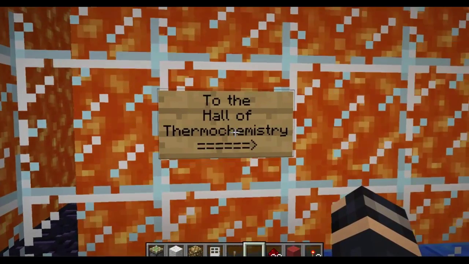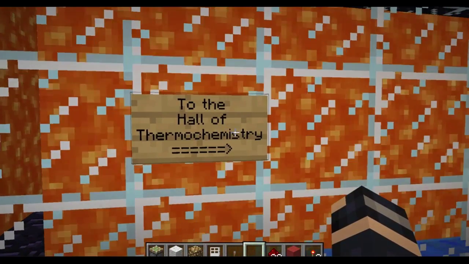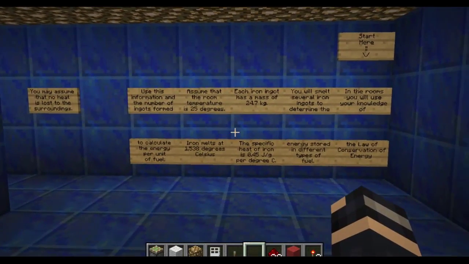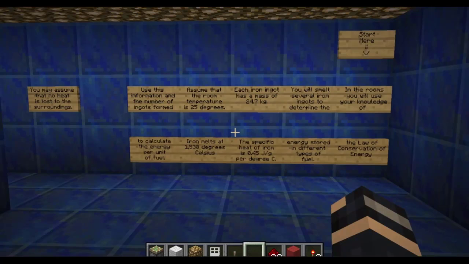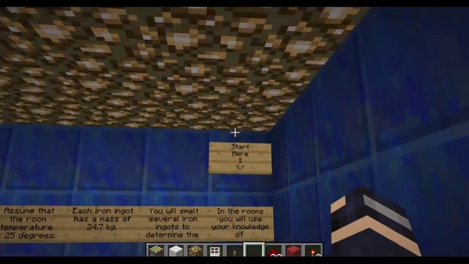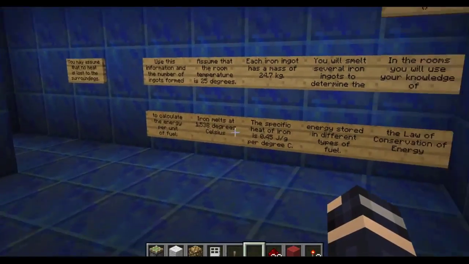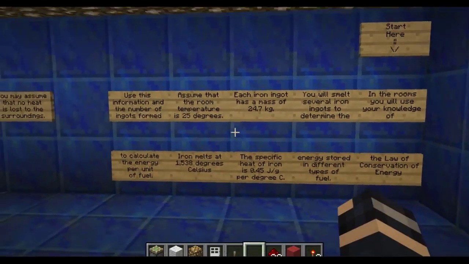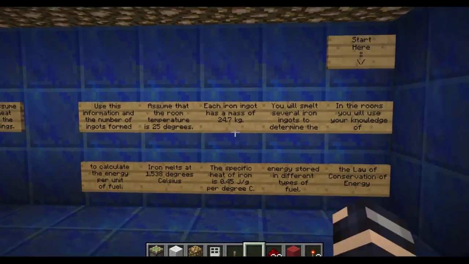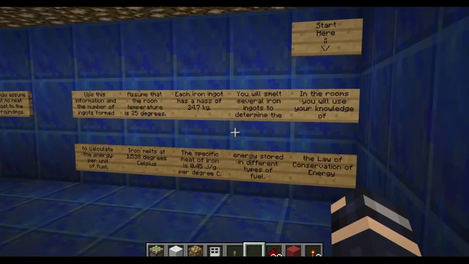Okay, the first lesson has to do with the concept of thermochemistry and conservation of energy. In this first room, on a different server, if I had my own server, I would do this differently. I would probably present this information with NPCs or some combination of signs and NPCs, because this is a lot of reading different signs and trying to keep the flow of things going is a little bit challenging. But what I wanted to do before the students enter the rooms is to give them the information that they will need in order to complete the task.